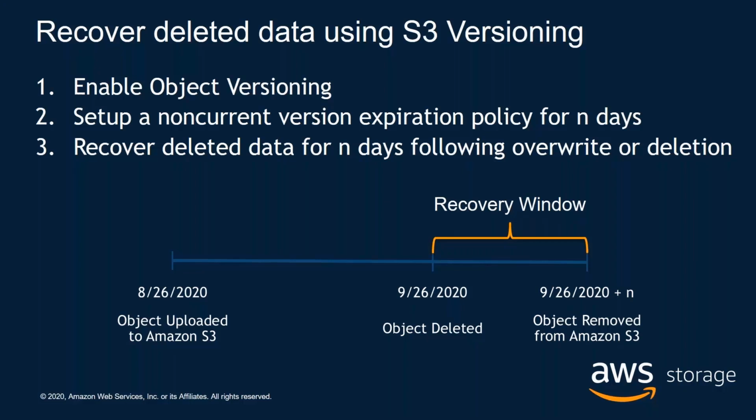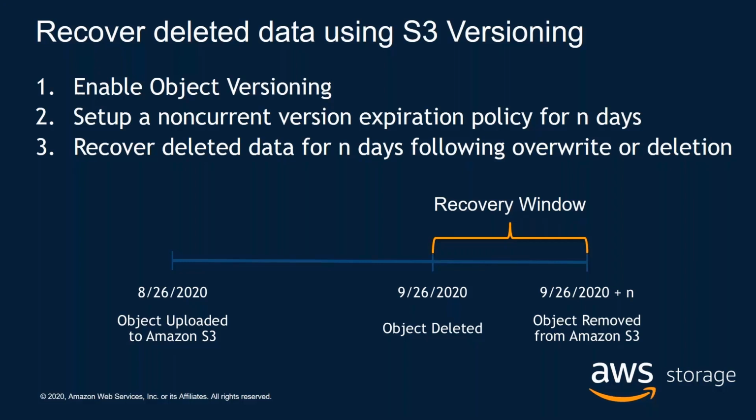But in this case, we're looking at an object that was deleted, no version specified. So that object became a non-current version, and there was a delete marker added to the bucket. If we use the example we talked about before with an expiration policy of 7 days, then it would be 7 days after September 26 when the object would be permanently removed and when that non-current version expiration policy would be applied. So then that recovery window is 7 days.